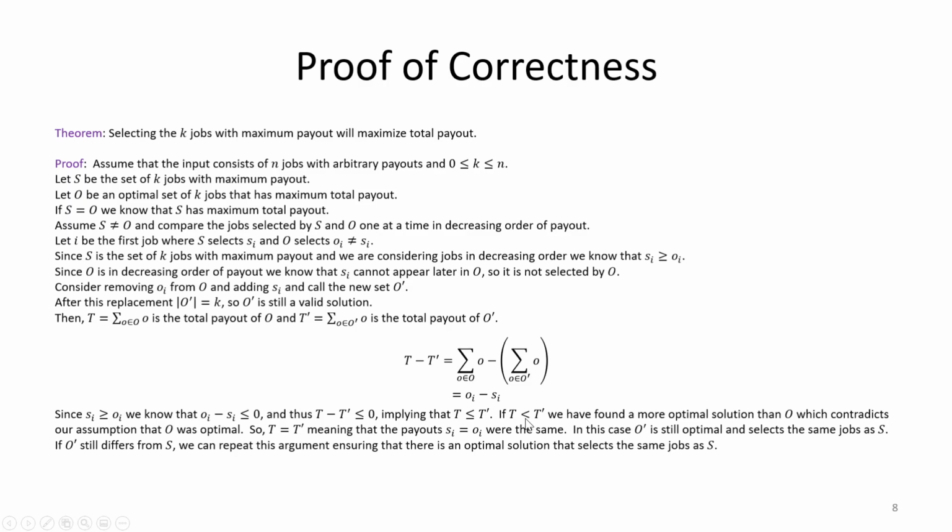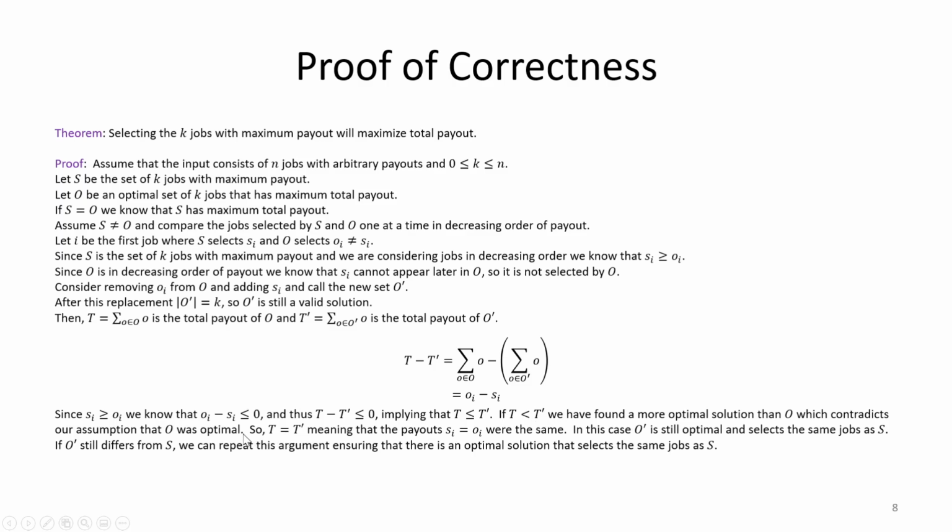There's two branches on this proof. One is, what if it's less than? If it's strictly less than, this is what I was saying earlier, we have found a more optimal solution than O, which is a contradiction. It contradicts our assumption that O was optimal. And remember, when we get a contradiction, that means this branch is impossible. So it's impossible for us to get here with t less than t prime.